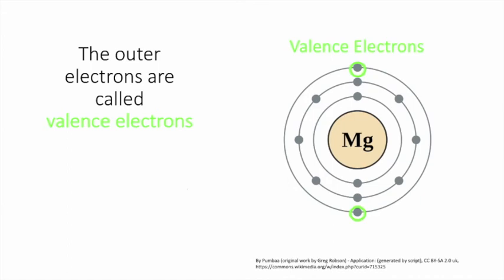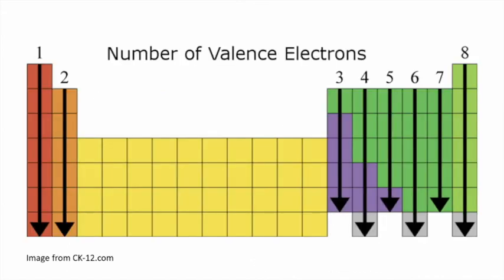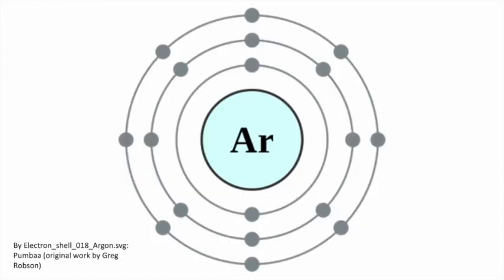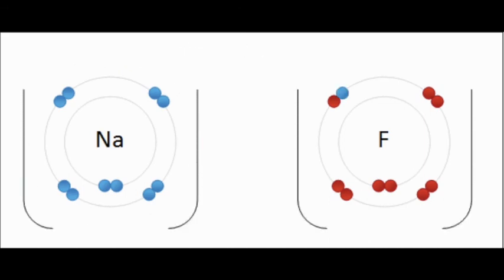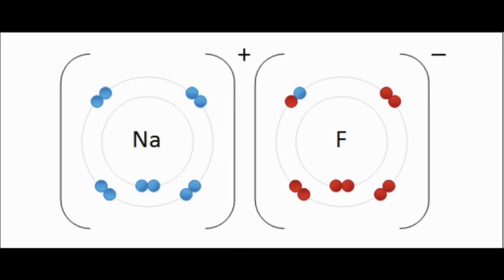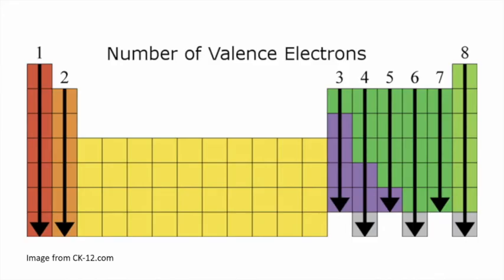So let's summarize. The outer electrons are called valence electrons. All the elements in a particular group or family have the same number of valence electrons, especially when we are talking about main group elements. Atoms tend to be the most stable when they have full outer shells. We call that a full octet. One way they can get full outer shells is by forming ions and forming ionic compounds. Sometimes atoms do this by giving away electrons or taking them from other atoms. The number of electrons an atom will gain or lose depends on how many valence electrons it has.